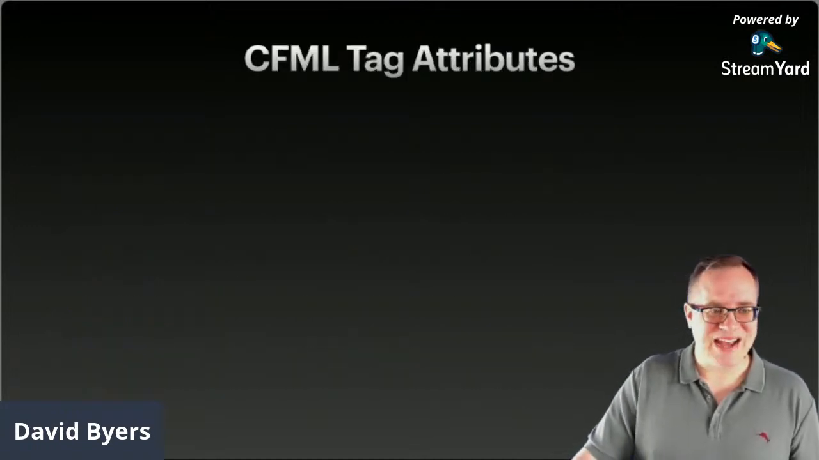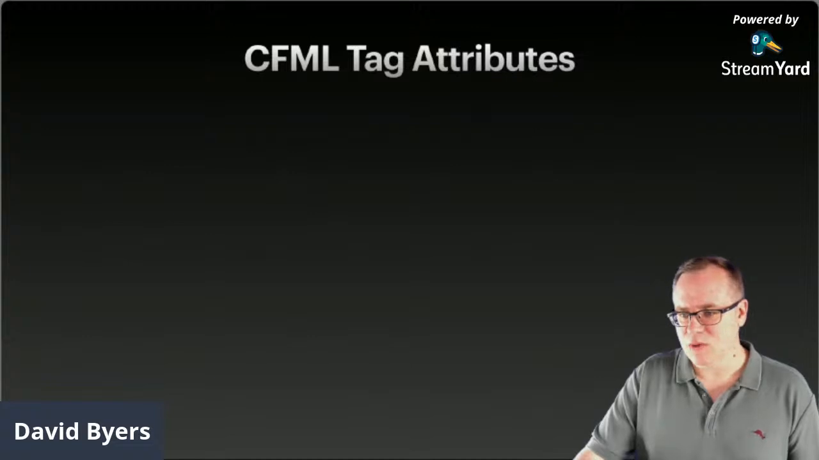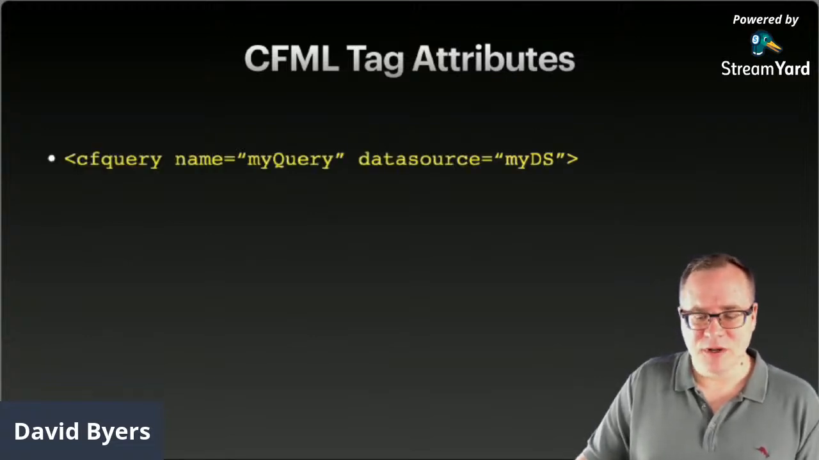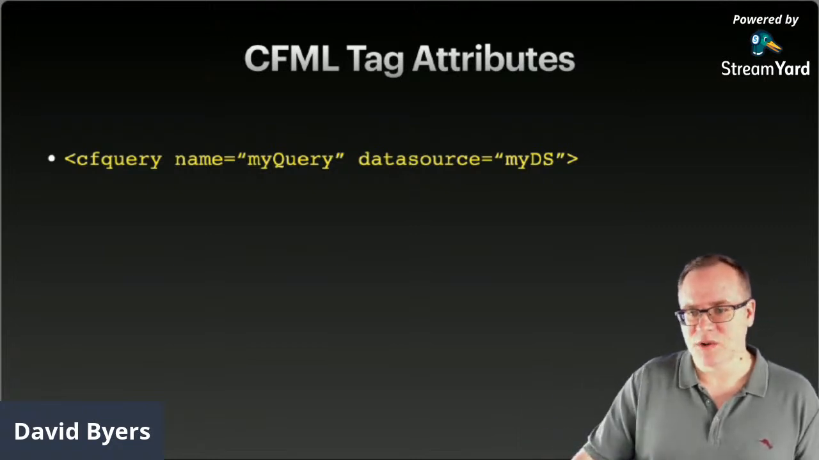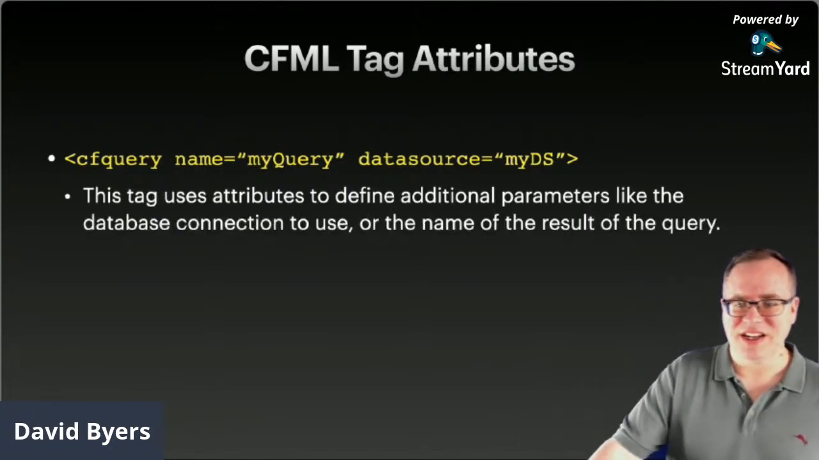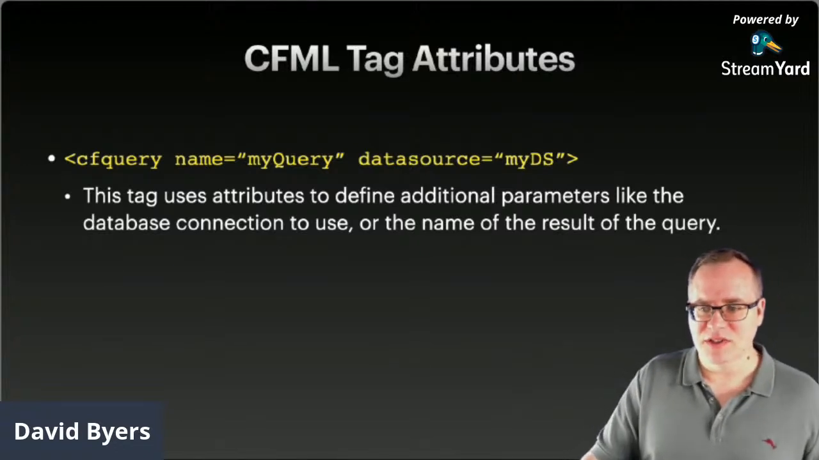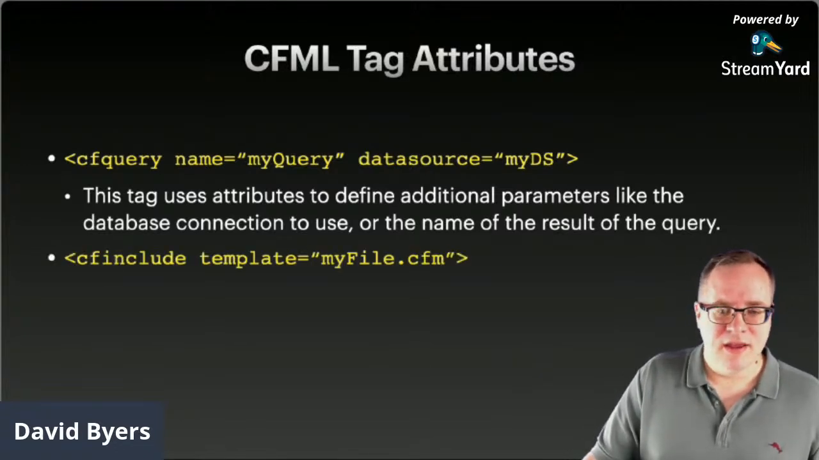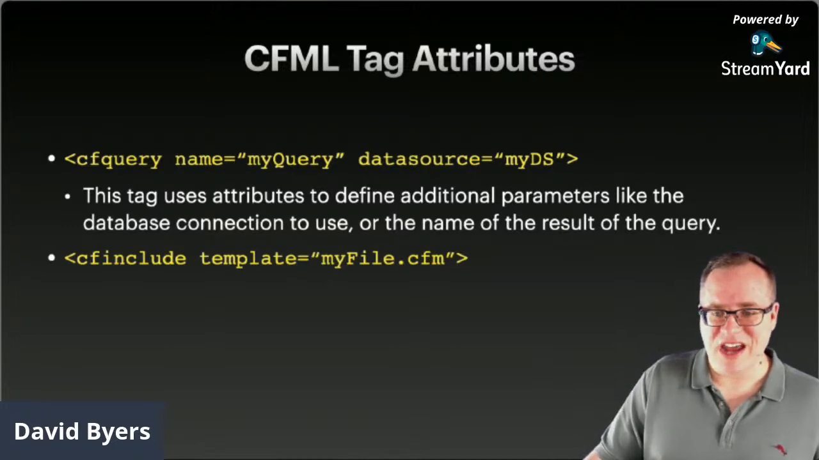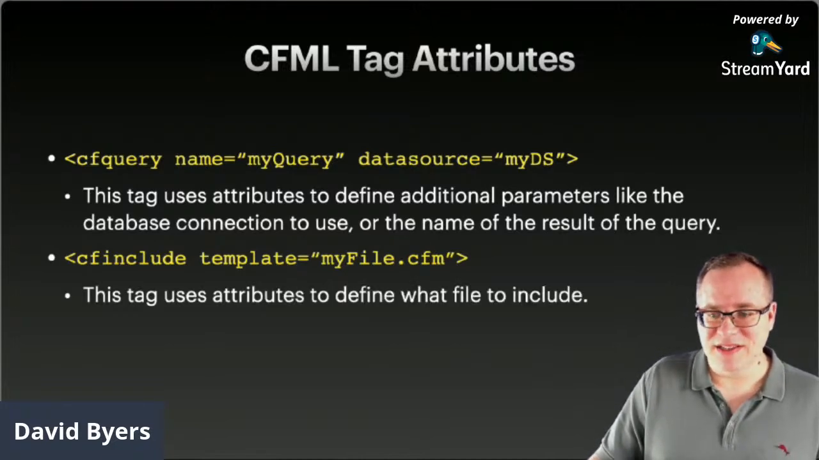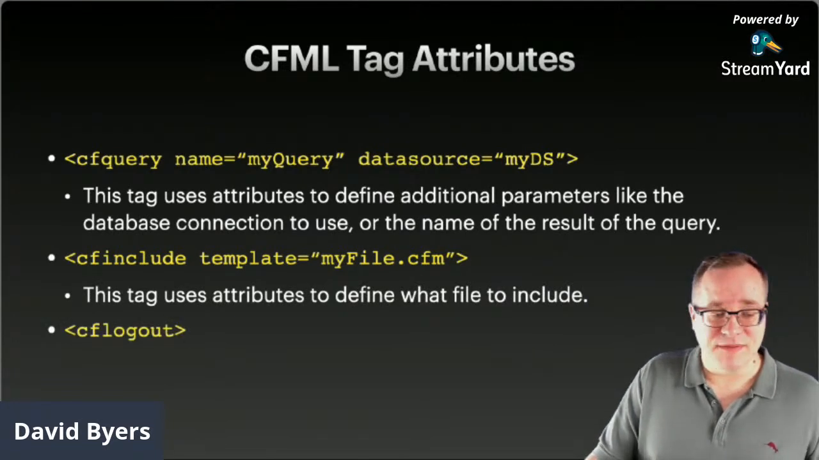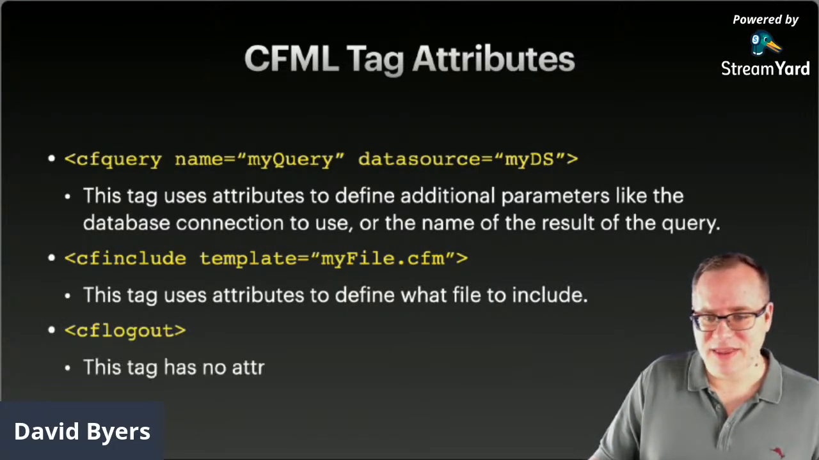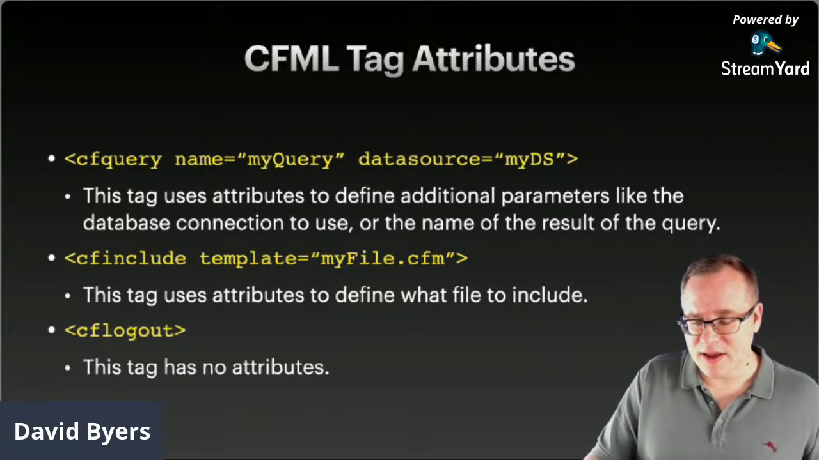I mentioned that some tags have attributes and some don't. So I wanted to give some examples of those. For example, the CF query tag uses these attributes, name equals, data source equals, in order to define additional parameters like the database connection you use, the name of the result of the query. CF include uses an attribute called template that tells it which file to include at that point of the code. CF logout is another tag that has no attributes whatsoever. There are some tags that have no attributes.